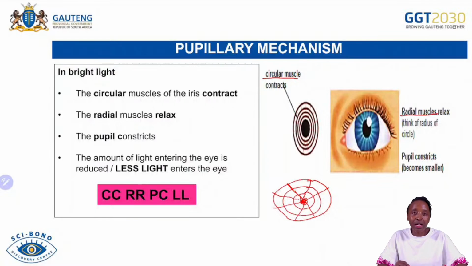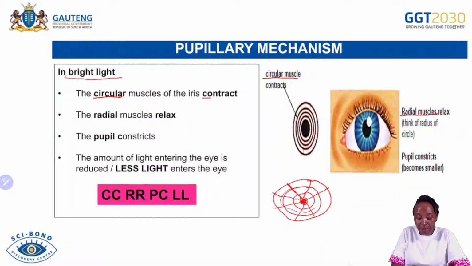So again here, you need to compare between bright light and dim light. So you must know what happens when the eye is exposed to bright light. You must also know when the eye is exposed to dim light. So with the bright light, your explanation would be, when the eye is exposed to bright light, is that the circular muscles, the ones that are forming the circle around the pupil, they do what? They contract. So circular muscles contract. Here we have the CC there.